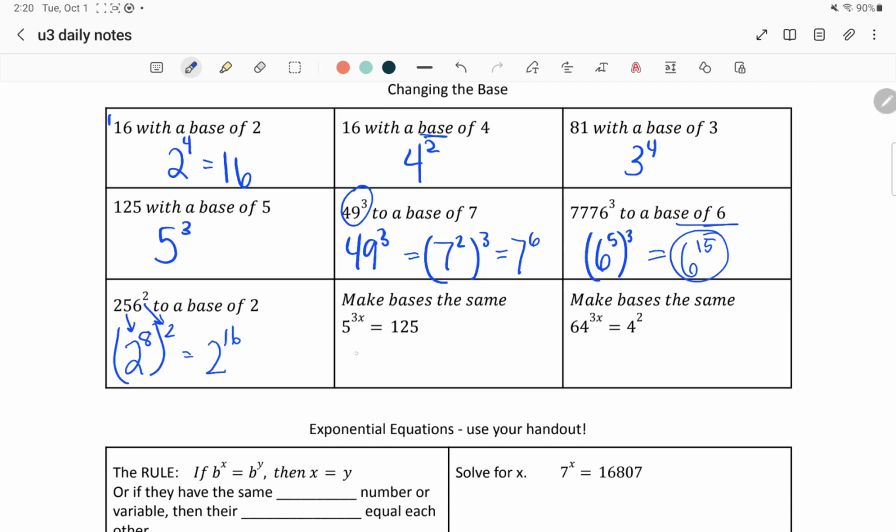Okay, make the bases the same. I've got 5 to the 3x power, and I've got equals 125. So I know that 125 is the same as 5 cubed. I am looking at my 5 column. Make the bases the same. 64 to the 3x power equals 4 squared. I can make 64 into a base of 4 because 64 is the same as 4 cubed. So the 3x power equals 4 squared. This would then become, because I would have to simplify this, 4 to the 9x power equals 4 squared. So that makes my bases the same.